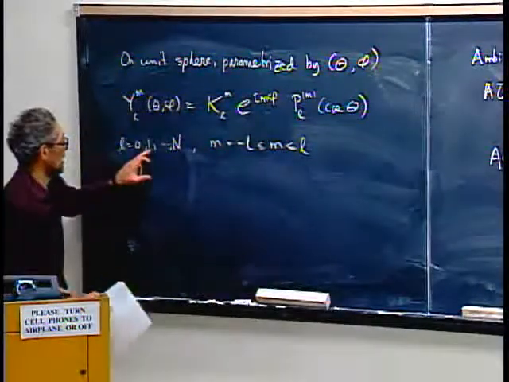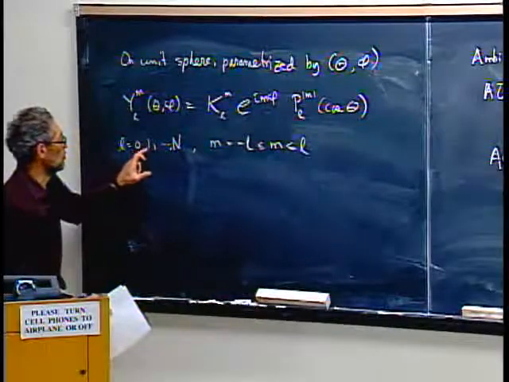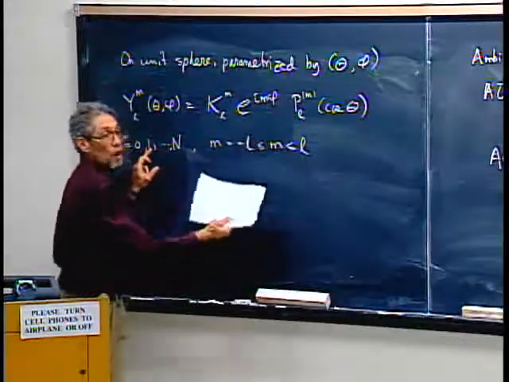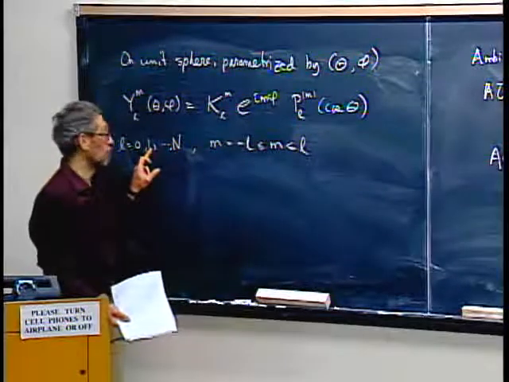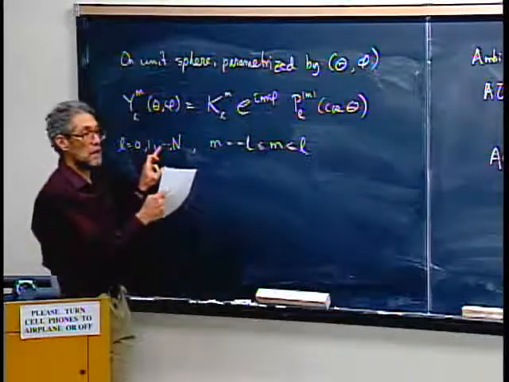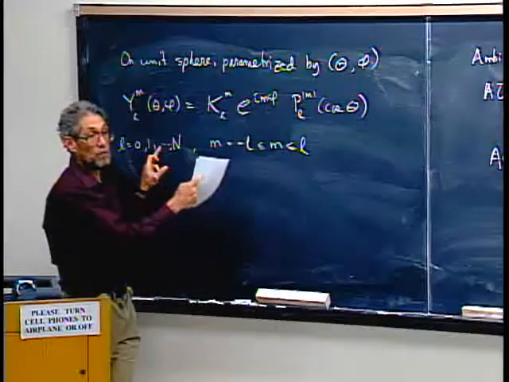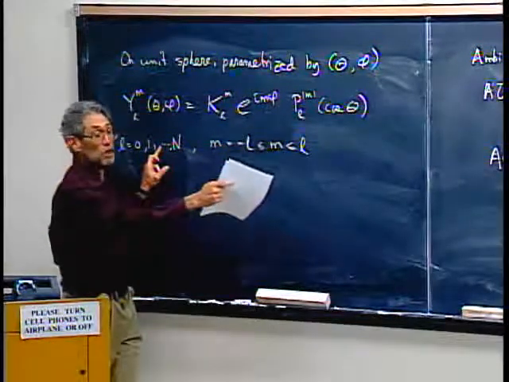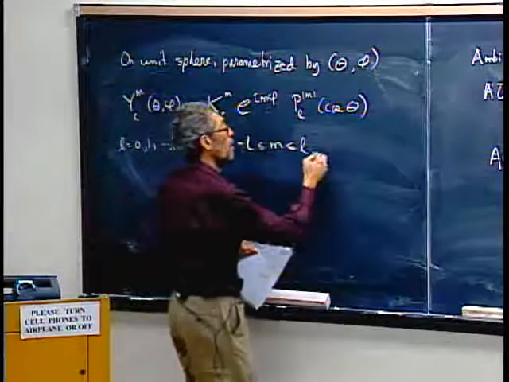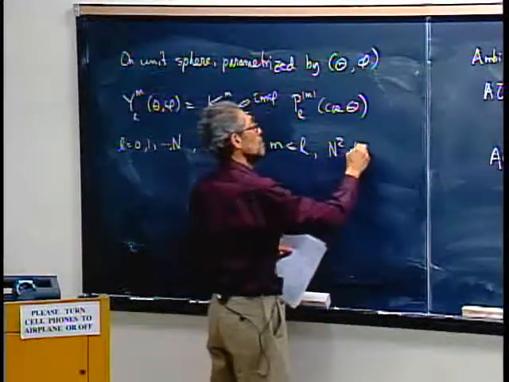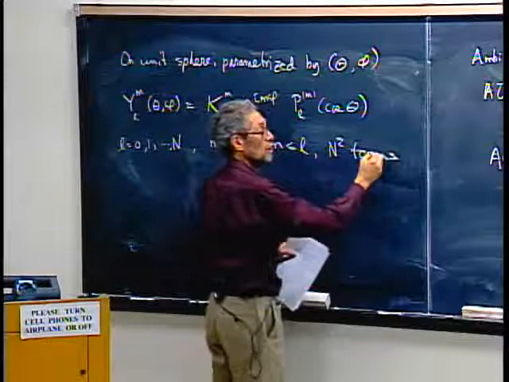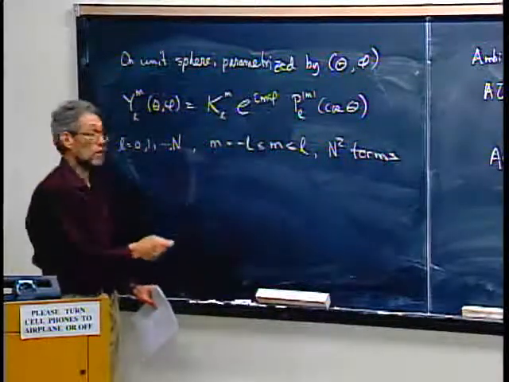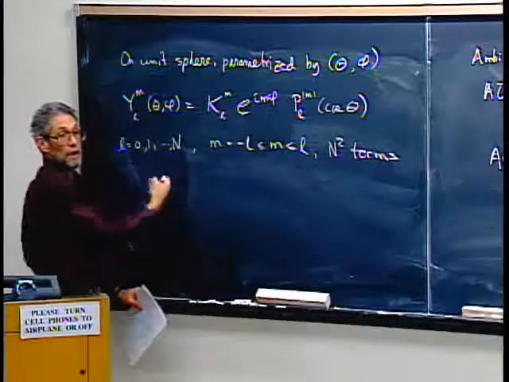So for, say, 0, there's only one term. For 1, there's 3 terms, minus 1, 0, and 1. So that's 4. And for 2, there'll be 5 more terms. Minus 2, minus 1, 0, 1, 2. So in general, n squared terms. Right? Because you're adding up the first n odd numbers to get the total number of terms when L goes up to n.